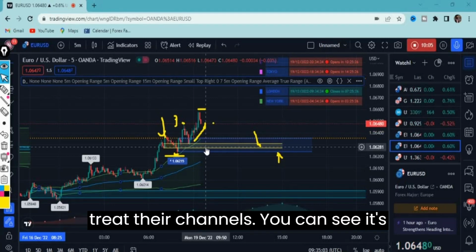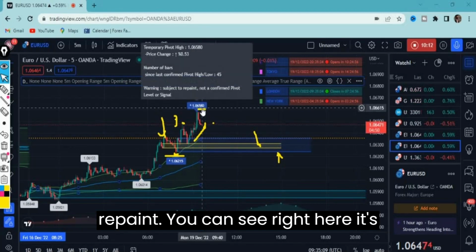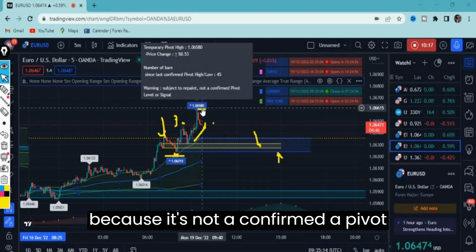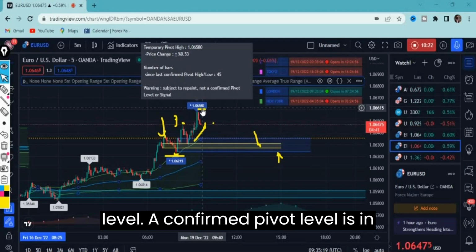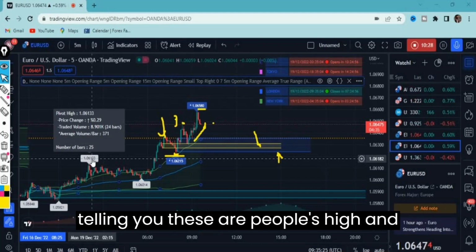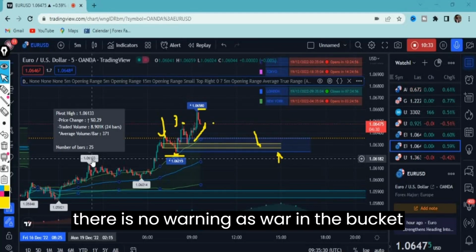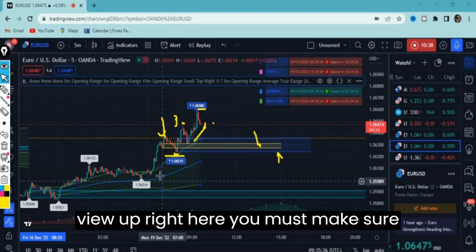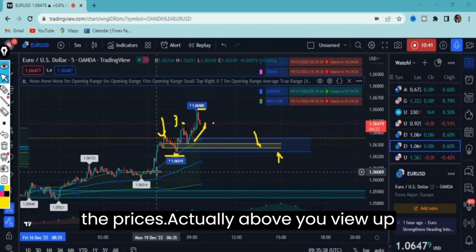You can see it's giving us a warning that there can be a repaint. You can see right here, it's giving us also a warning that there can be a repaint because it's not a confirmed pivot level. A confirmed pivot level is in white color. And you can see it's telling you this is a pivot high, and there is no warning as well, and the market really dropped. But when it comes to VWAP right here, you must make sure the price is actually above your VWAP.